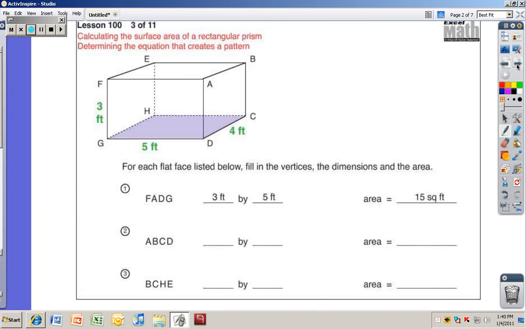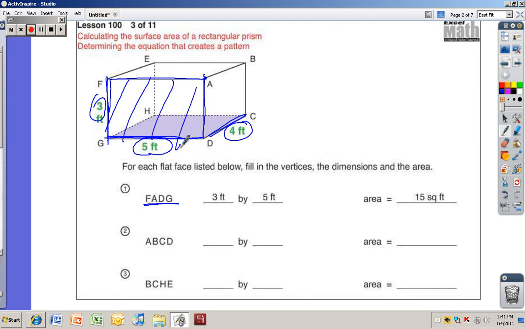All right, next page, here we go. So let's see if we can, first of all, figure out the dimensions for these. They've listed some sizes here for the width across the front, the depth of the shape, 4 feet to the back, and the height of the shape is 3 feet. So we're going to try to list the dimensions for each one of these rectangles. The first one listed is FADG. So that would be the front face of this rectangle.